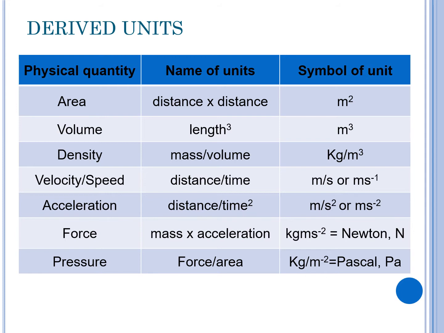And then force is mass times acceleration. Mass is kg, and acceleration is meter per second squared, so it becomes kg meter per second squared. That would be equal to Newton, or the simplest unit is N. Pressure is force over the area, kg per meter per second squared over area, so that would be Pascal.